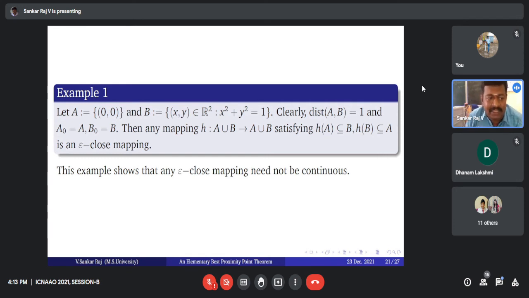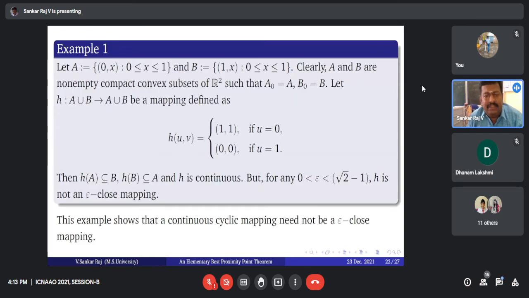But the interesting thing is we can have a discontinuous function also. H may be a discontinuous function. That means an epsilon closed mapping need not be continuous. Next, we are going to give an example that a continuous cyclic map need not be epsilon closed.